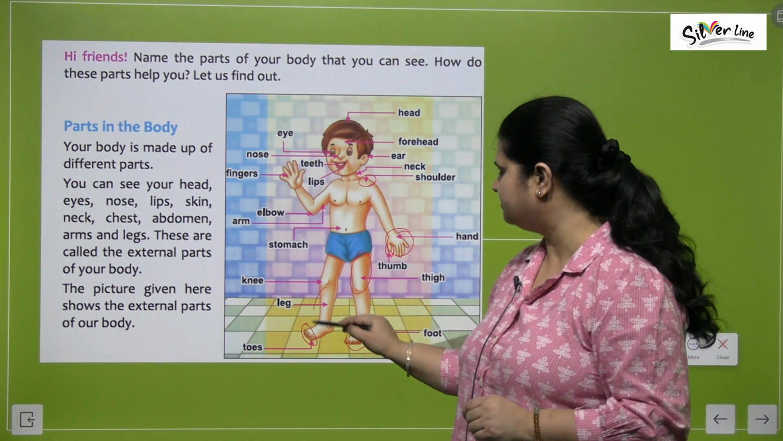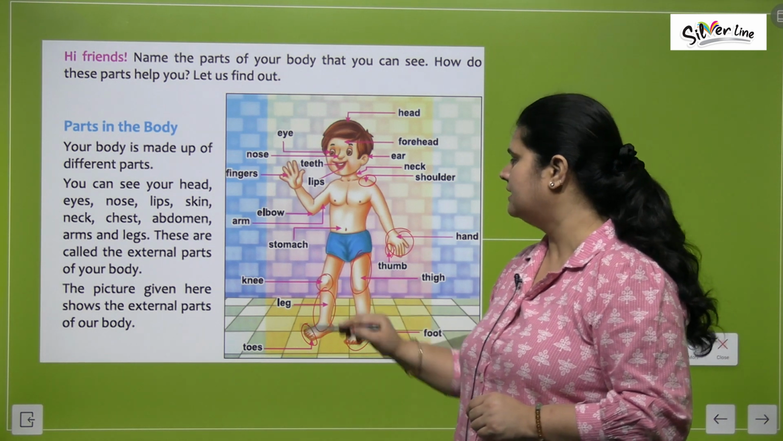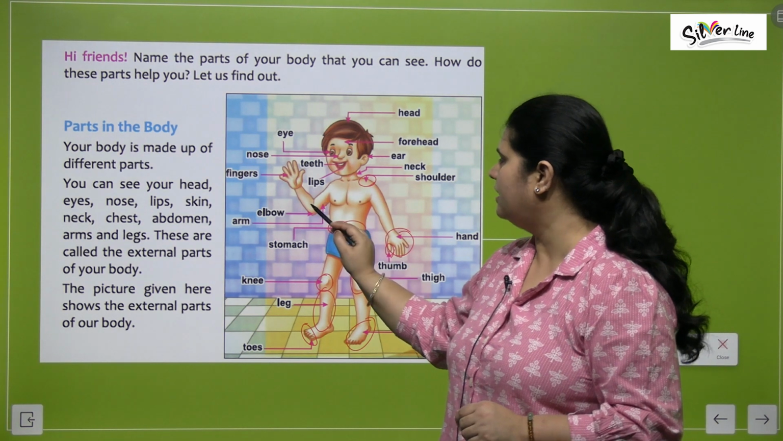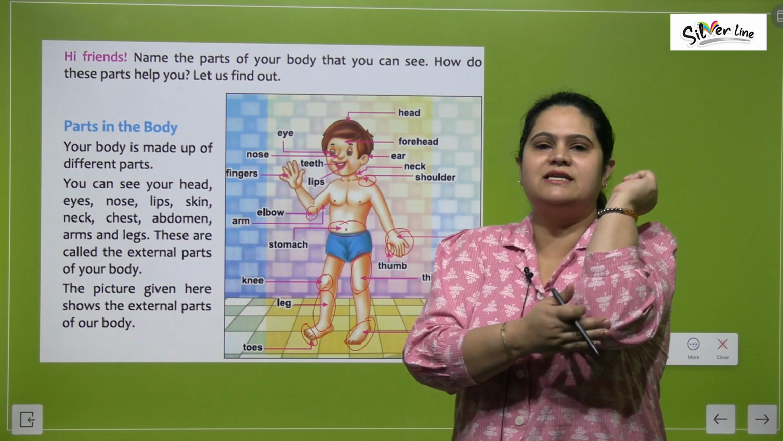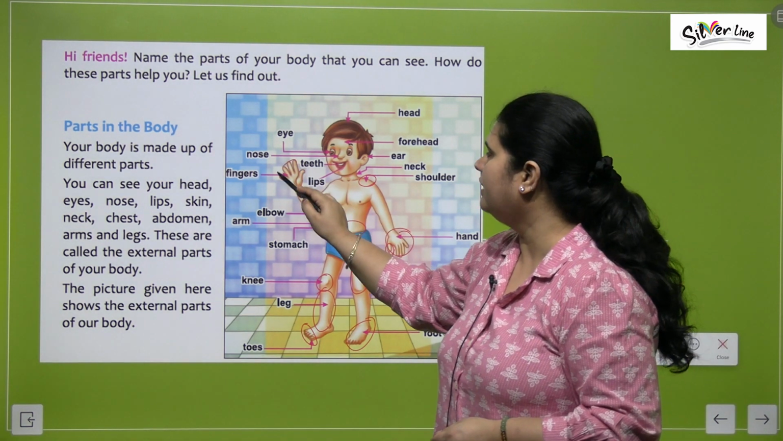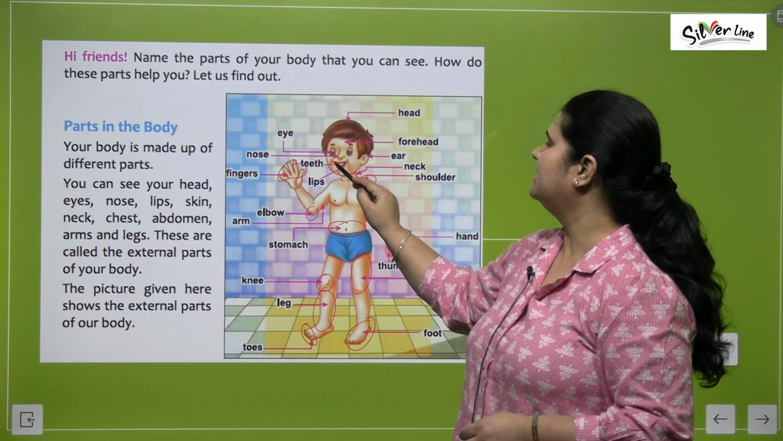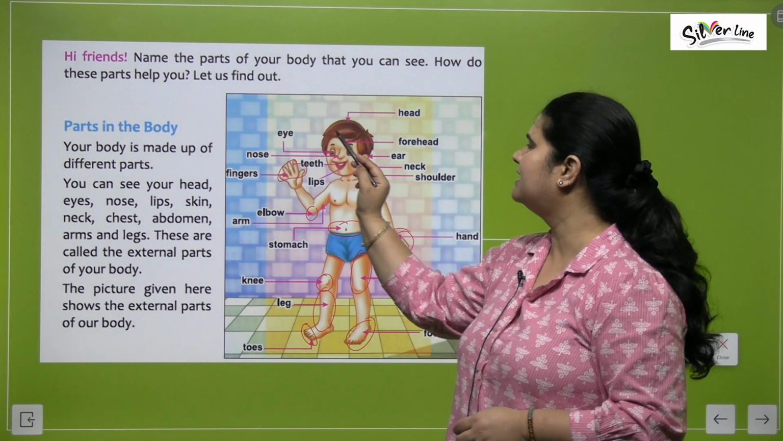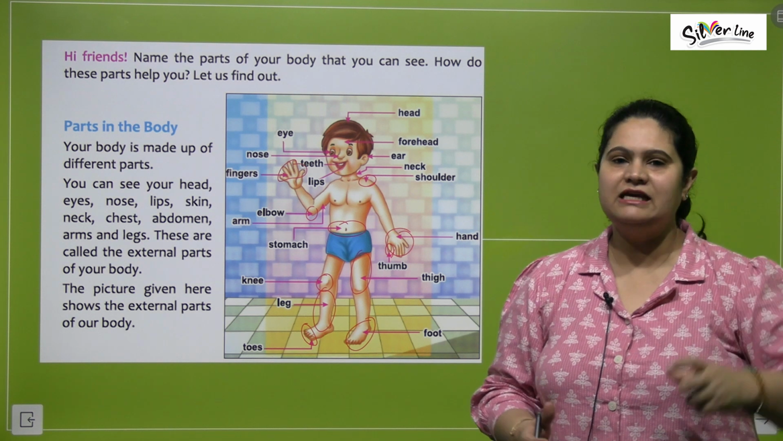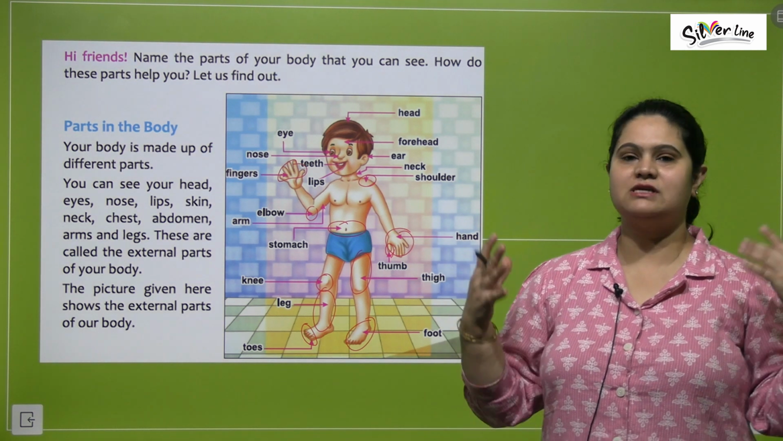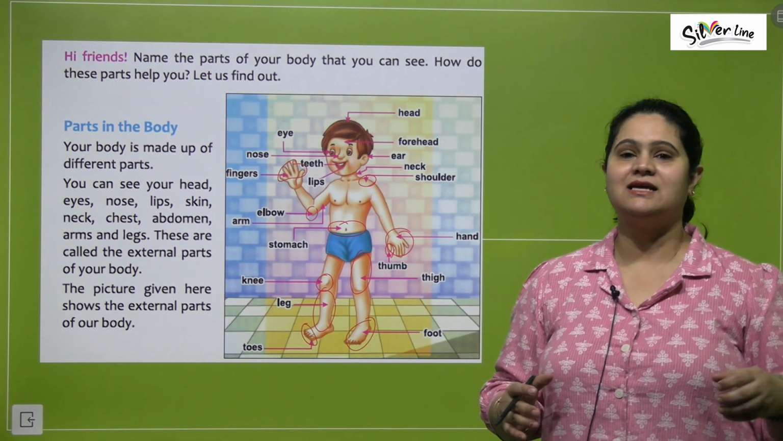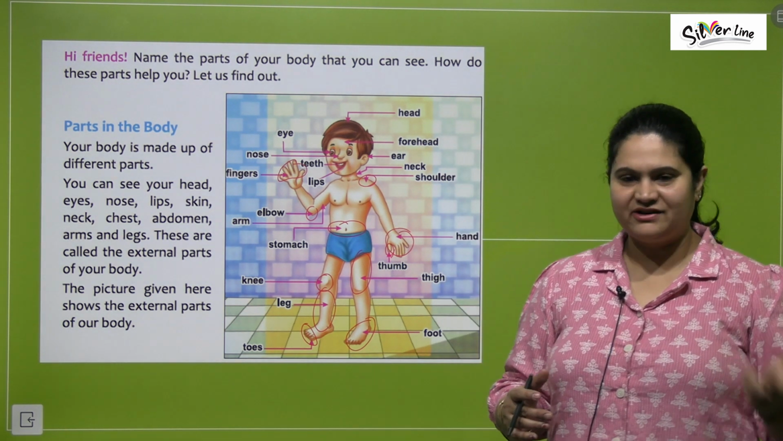These are legs, knees, stomach, right? Arm, elbow. This joint here is known as elbow. Then we have fingers, lips, teeth, nose, eyes. So all these parts, children, you can see from the outside. आपको ये सब बाहर से नजर आ रहे हैं. That is why all these parts are known as external parts of the body, right?